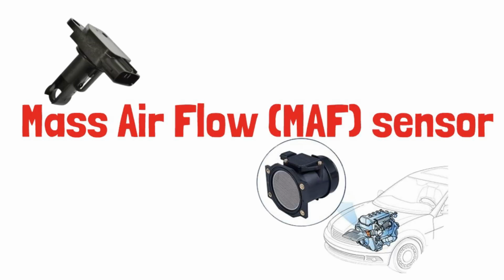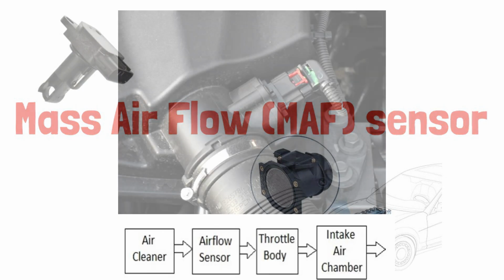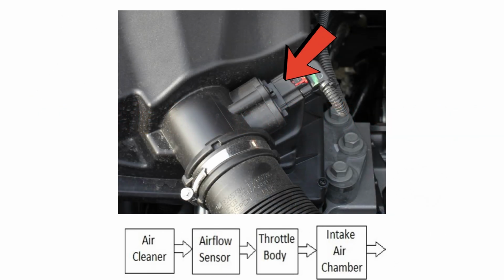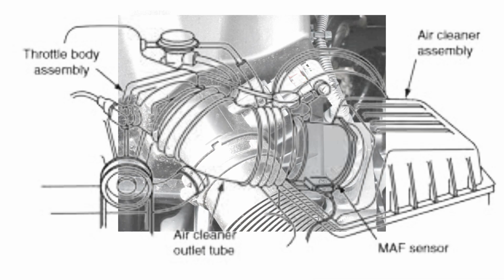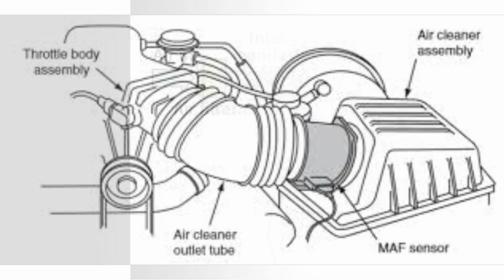Mass airflow sensor. The mass airflow sensor is located between the throttle body and the air cleaner, where it measures the mass flow rate of air entering the engine.